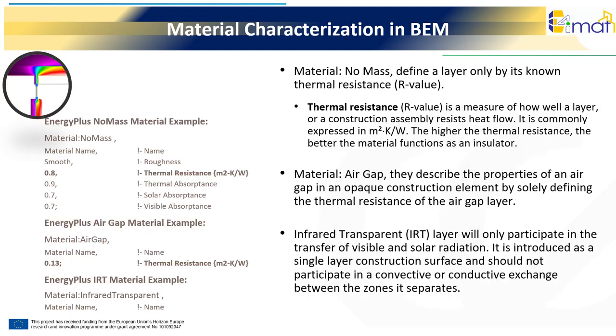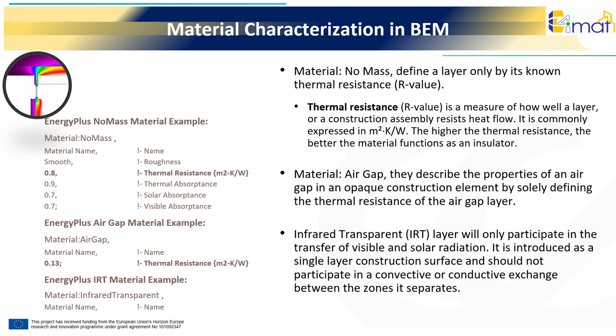Having defined the key material properties, we can now address the subject of advanced or different material classifications listed in slide 4. Starting with a no-mass material. The introduction of this type of material in a simulation environment allows us to define a layer only by its known thermal resistance, R value. Thermal resistance is a measure of how well a material or building assembly resists heat flow.